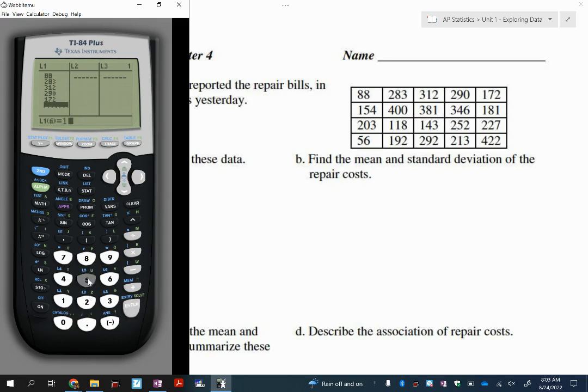Don't worry about that, just keep that in mind. All right, second row. Okay, now we've got the third row. Almost there.